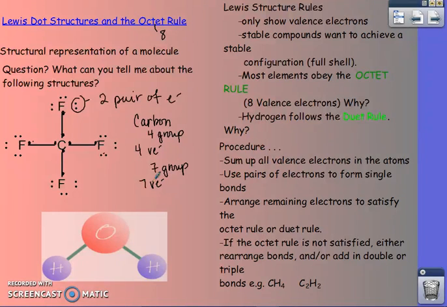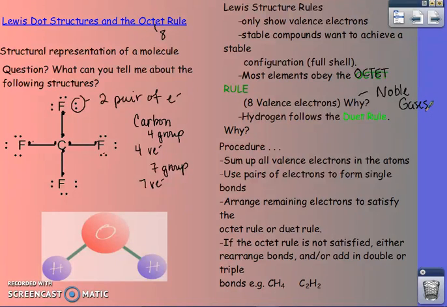So, Lewis structure rules: we're only going to show something called valence electrons, not those inner shell electrons. Stable compounds want to achieve a stable configuration. They want that full shell, and so they must obey something called the octet rule. Let me write this in. So the octet rule, and that's 8 valence electrons, and of course, if you look at group 8, that's referencing those noble gases.